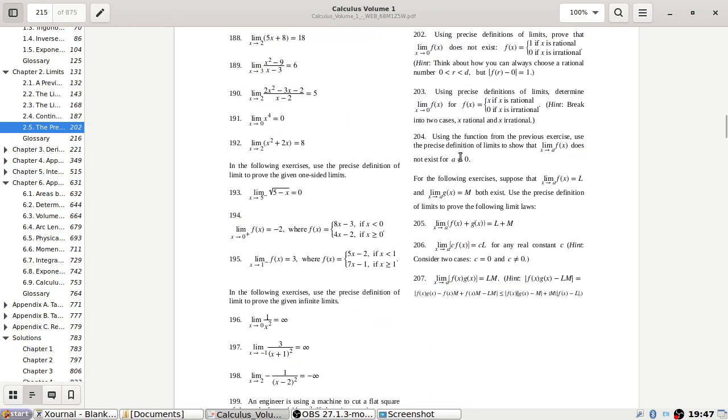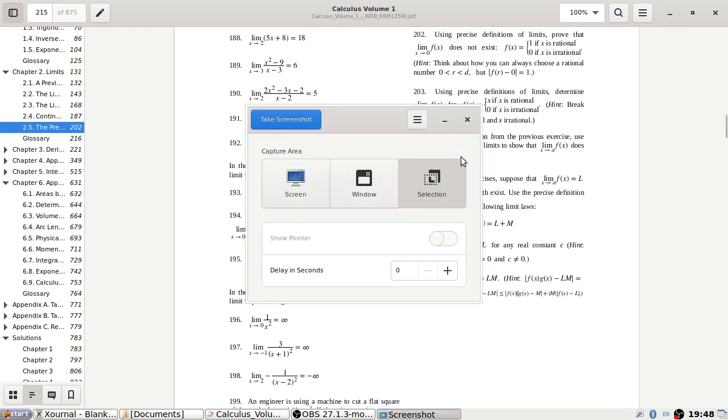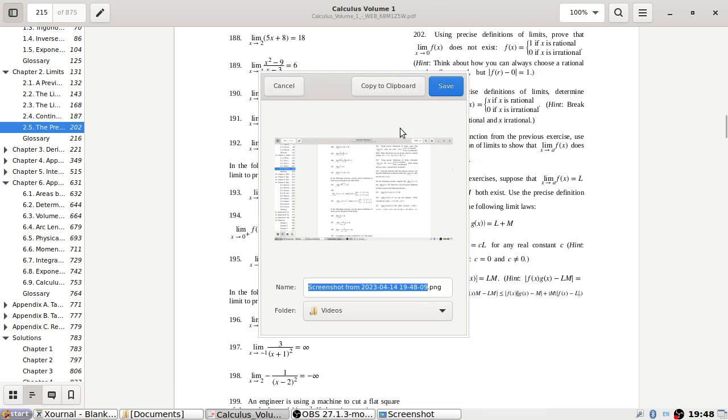Right. Using the function from the previous exercise, use the precise definitions to show that the limit does not exist for non-zero a. Okay, so this one now is kind of the opposite.